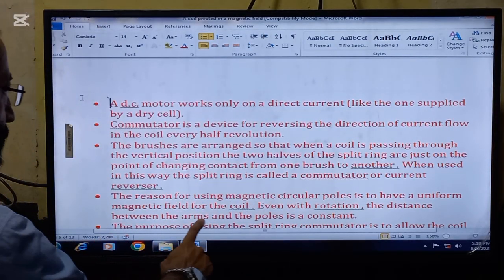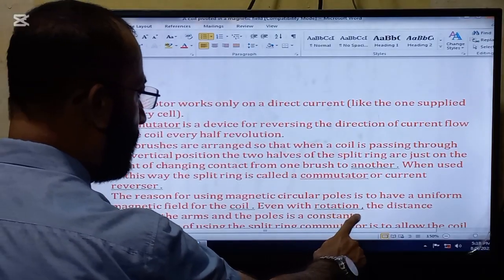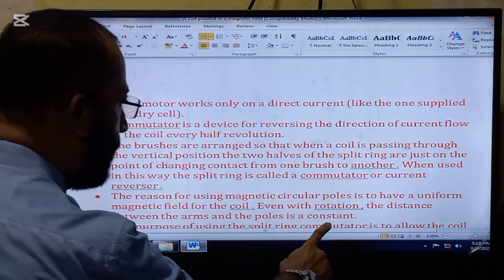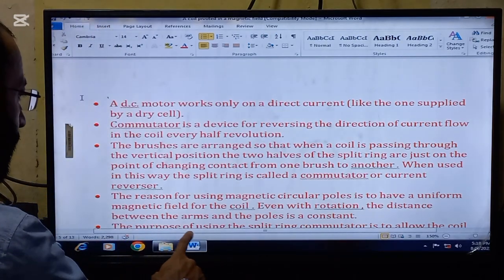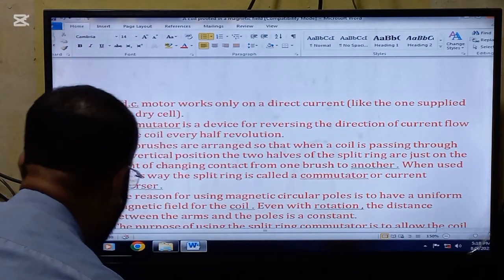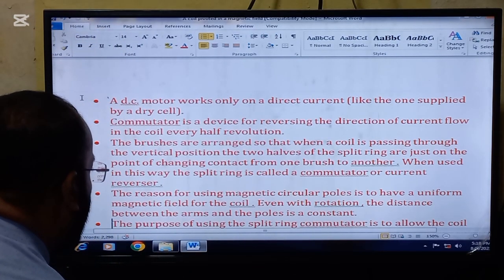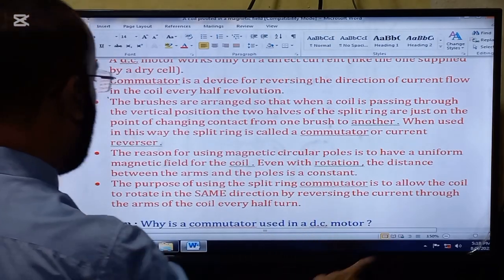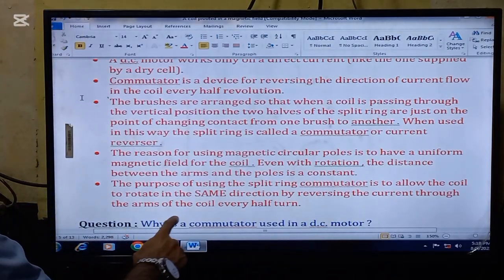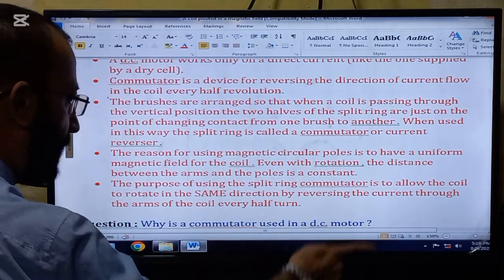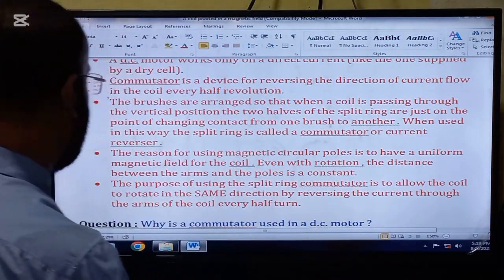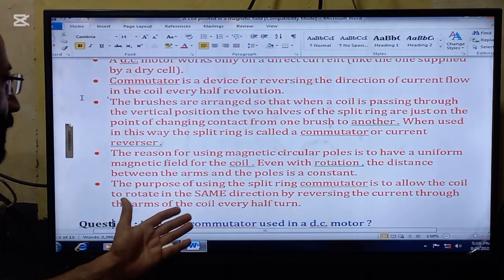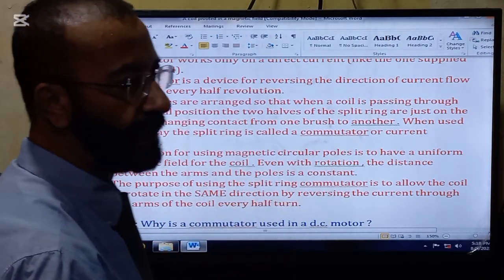The reason for using curved magnetic poles is to have a uniform magnetic field for the coil. Even with the rotation, the distance between the arms and the poles is constant. The purpose of using the split ring commutator is to allow the coil to rotate in the same direction, that is the clockwise direction, by reversing the current through the arms of the coil every half turn. So this is the purpose of the split ring commutator.